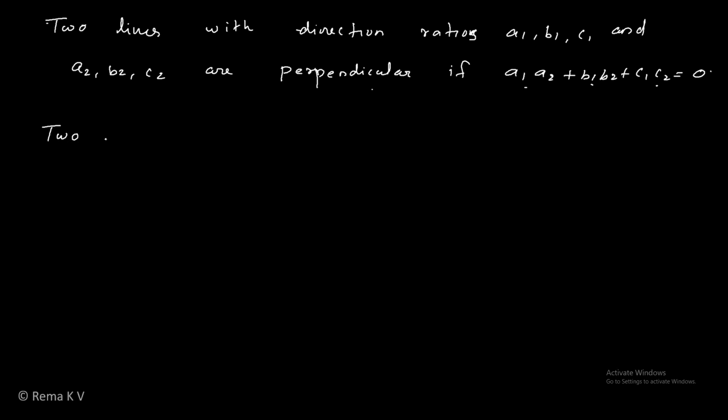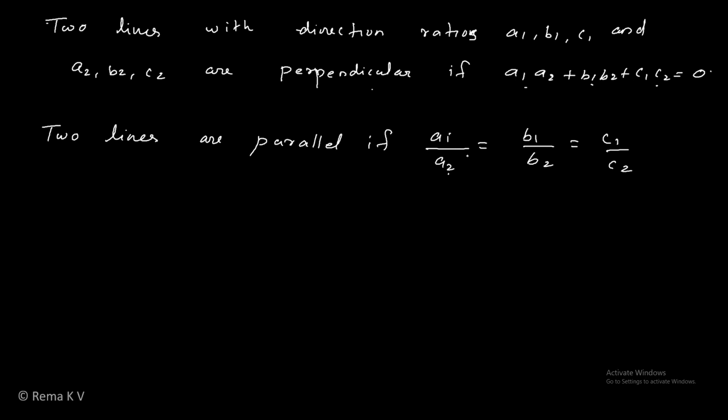And the second one is, two lines are parallel if A1 by A2 is equal to B1 by B2 is equal to C1 by C2. That is, the direction ratios are proportional. So these are the conditions for perpendicularity and parallelism for lines.